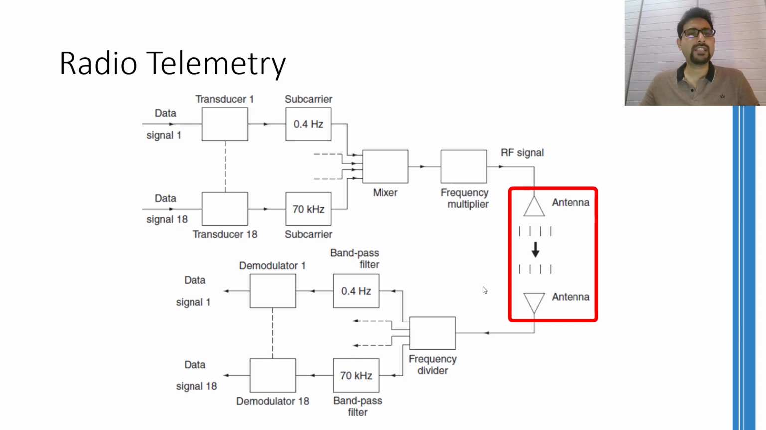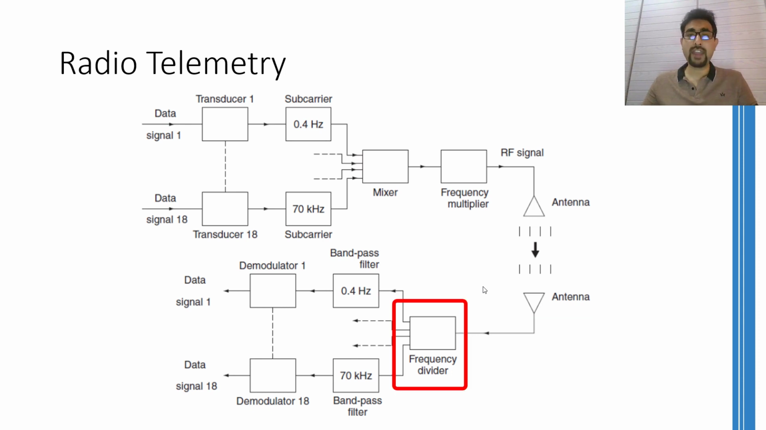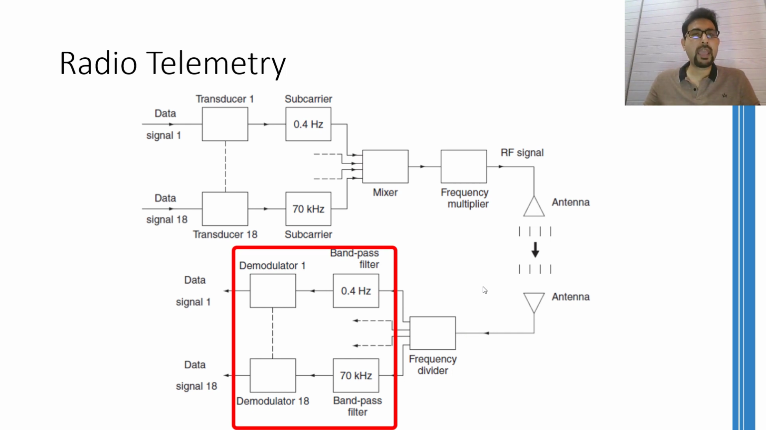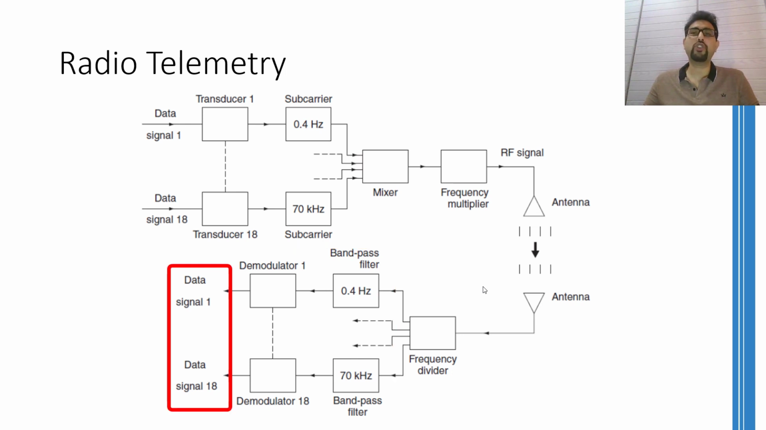At the receiving side, the antenna will receive the signals and a frequency divider will divide the signals based on the carrier signal. Now the information hidden in the amplitude or the frequency of the carrier signal will be extracted by the demodulator, and that information is your original signal which you wanted to communicate.